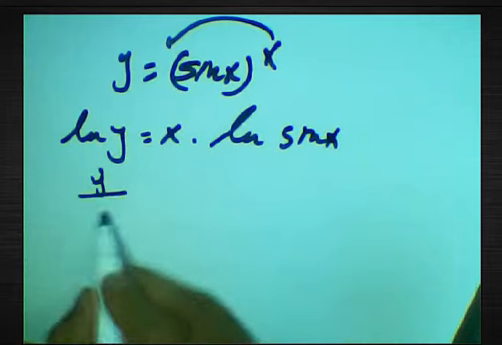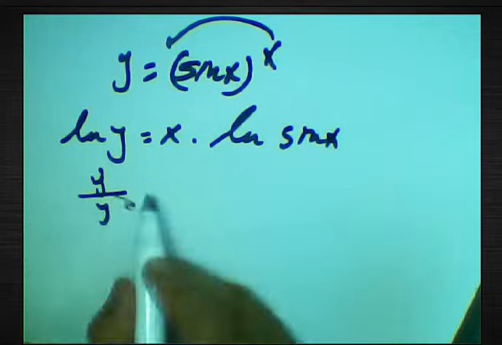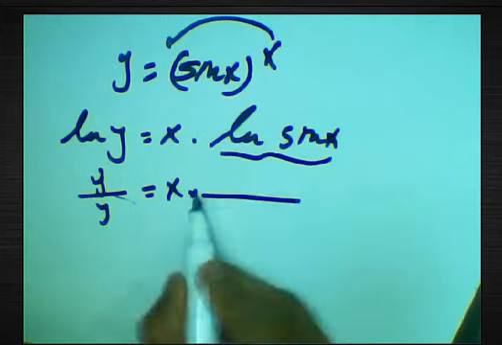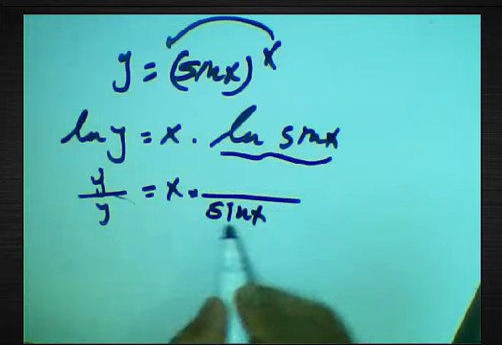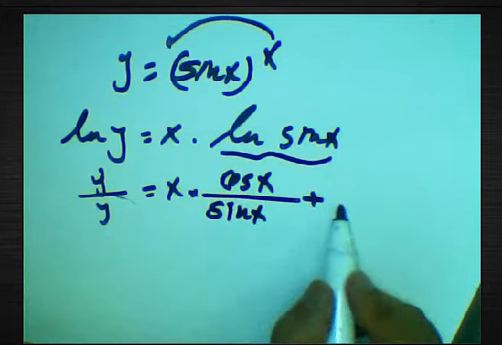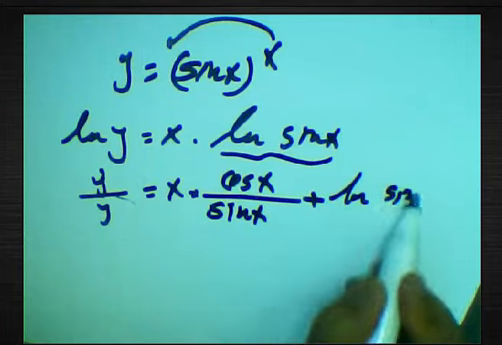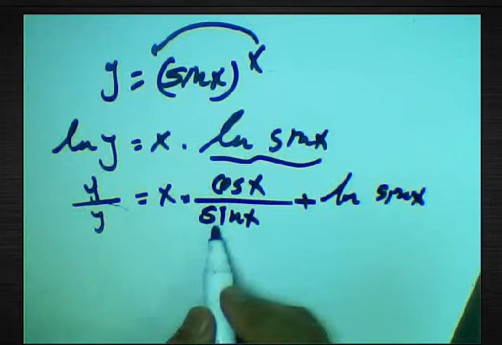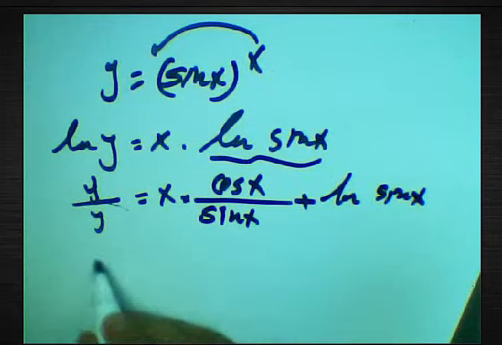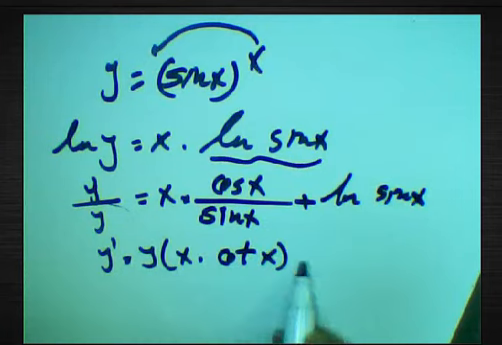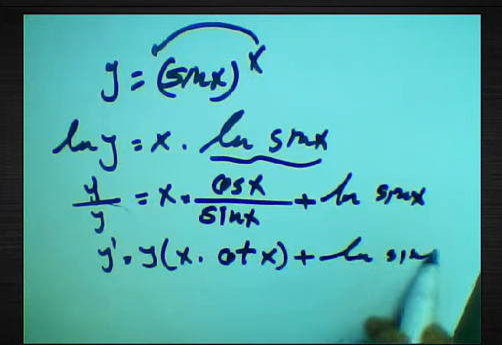And the derivative here will be y dash over y will be equal the first multiplication by derivative of second. Ln of sine of x here, derivative of sine of x here, up down here, sine of x, plus ln of sine of x multiplication by derivative of x will be 1. And we know cosine over sine will be cotan. Then y dash will be y multiplication by x multiplication by cotan of x plus ln sine of x.